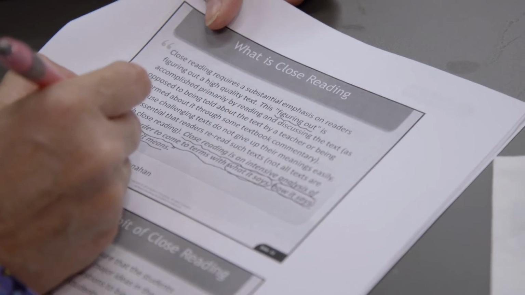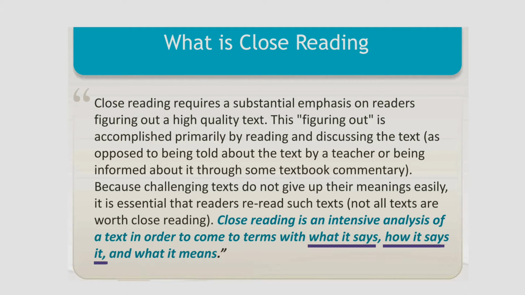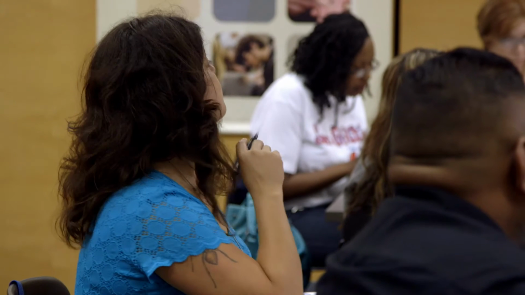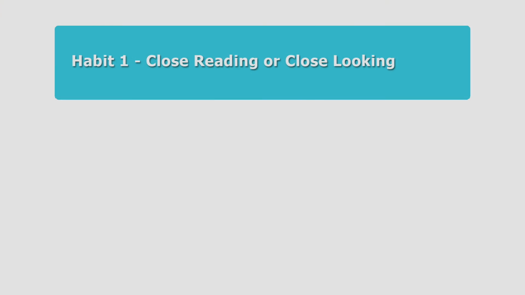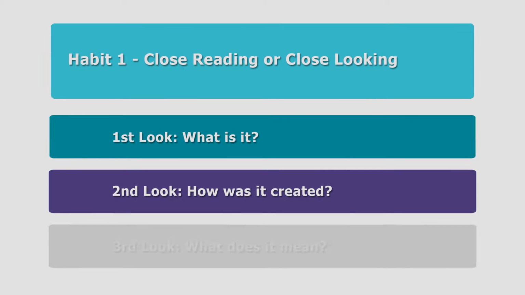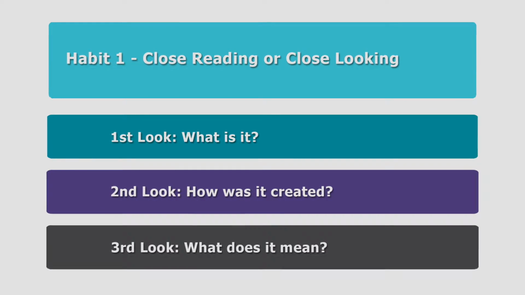Close reading, if you have your packet in front of you, circle what it says, how it says it, and what it means. Close reading is laid out according to the standards. A first read, what the text says. Second read is how it says it. Third read is what it means. By implementing close reading, I am now implementing the standards with whatever I'm doing, whether it be text, whether it be art pieces. So for our artwork, first look, what is it? Second look, how is it created? Third look, what does it mean?